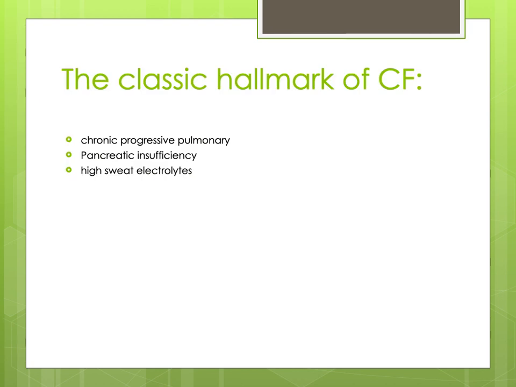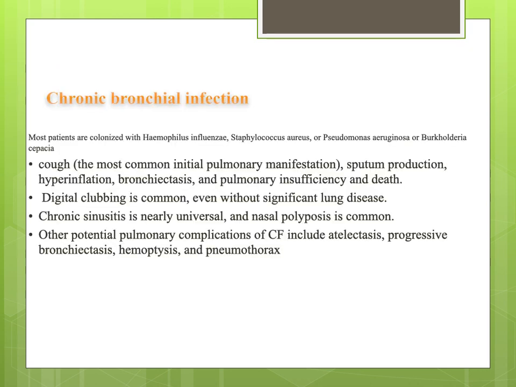The classic hallmark of a patient with cystic fibrosis is the development of chronic progressive pulmonary disease. The patient will have pancreatic insufficiency and high sweat electrolyte concentration. Patients with cystic fibrosis will have a chronic respiratory infection. Patients usually have endobronchial colonization with bacteria, especially Staph aureus and Pseudomonas aeruginosa. Chronic bronchial infection will result in a persistent or recurrent productive cough, especially in older children.